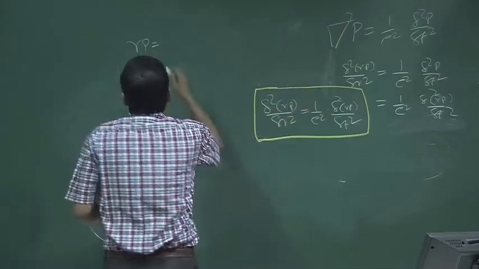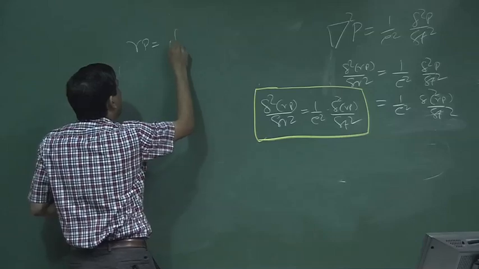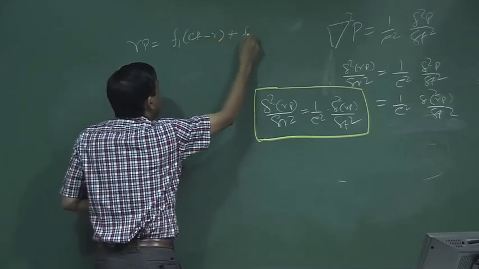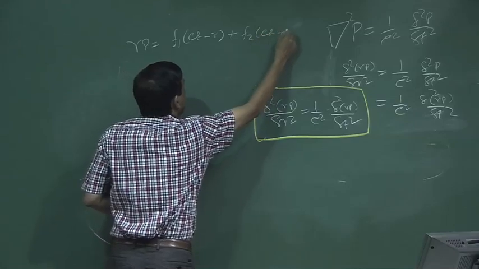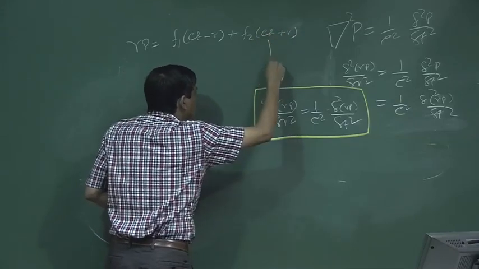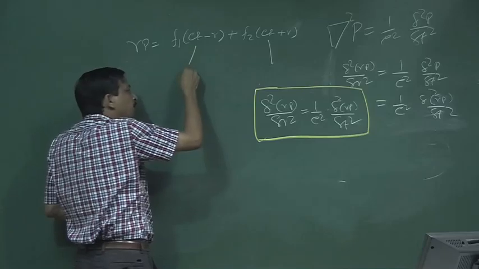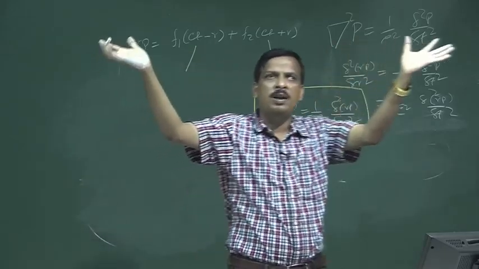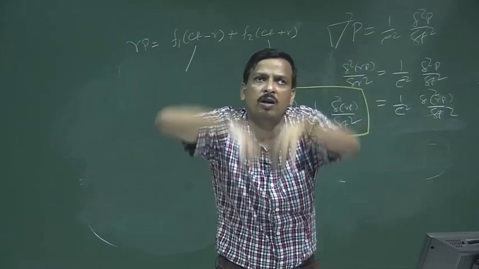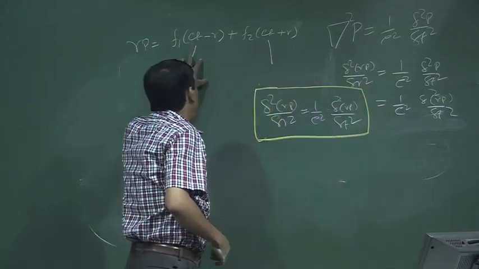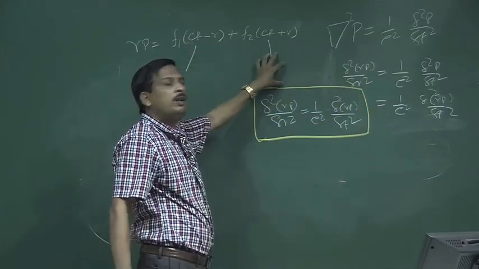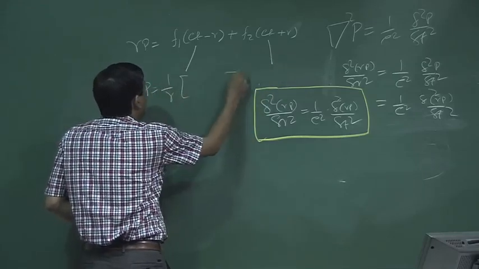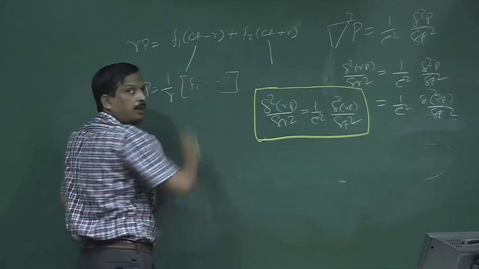So I can write this rp as two functions, one is F1 of ct minus r and plus F2 of ct plus r. So this is a diverging wave and this is a converging wave. When it is a forward wave, the waves are diverging, and when it is a backward wave, the waves are converging. Now what is p? p is nothing but 1 by r times the functions F1 plus F2.